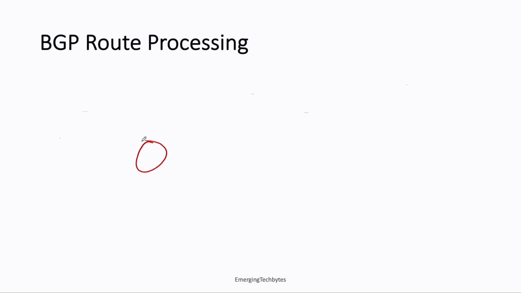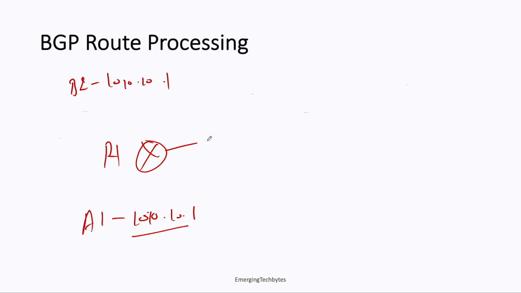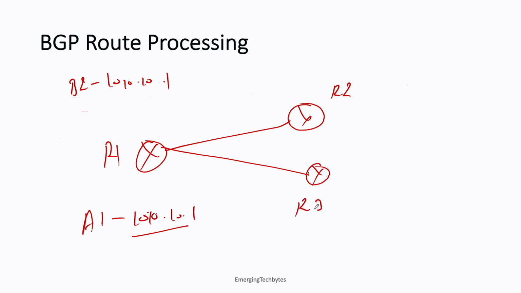But here, if you see R1, I have one customer A1 here. Let's say I am just giving this route, and then there is this B2 customer, 10.10.10.1. I have R2, R3, right? Here I have the B2 site, here I have the A1 site, right?